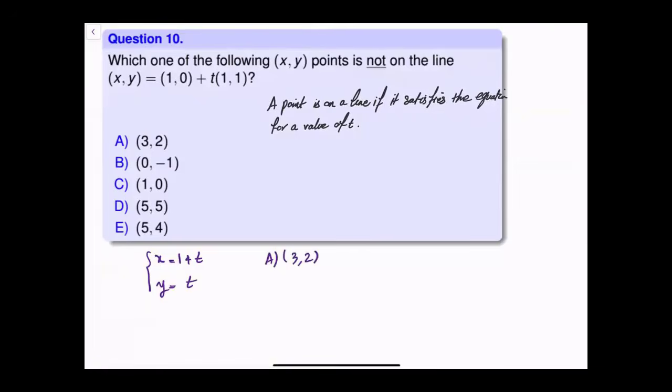Now, if we are checking the points, for example A, 3, 2. Here y is equal to 2, that means t is equal to 2. If I use that t and plug in the first one, x would be 1 plus 2, which is 3. So as you see, the first and second components for t equal to 2 work nicely. So this is a point on that line.